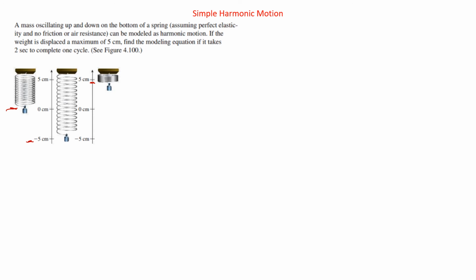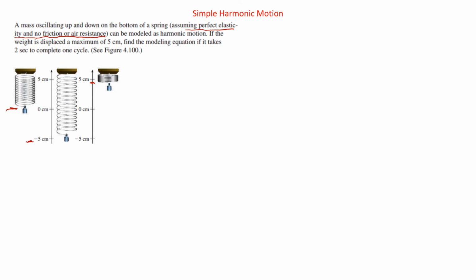I know that in reality, it will eventually slow down and go towards equilibrium, and that would be a damped harmonic motion. But for the sake of these types of problems, we are assuming perfect elasticity and no friction or air resistance, so it will keep moving the same way in perpetuity. It won't slow down or stop or anything like that. So if the weight is displaced a maximum of 5 centimeters, find the modeling equation if it takes 2 seconds to complete one cycle.